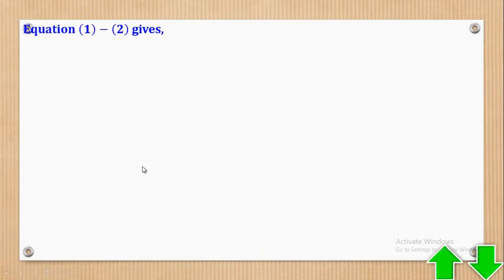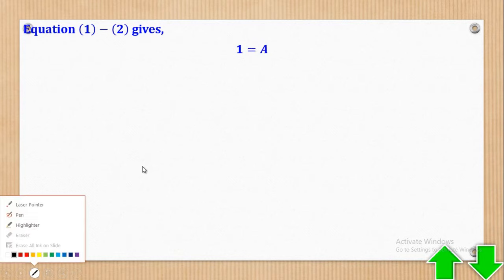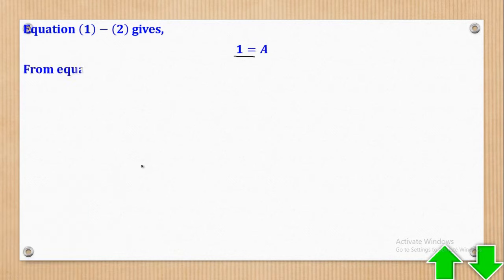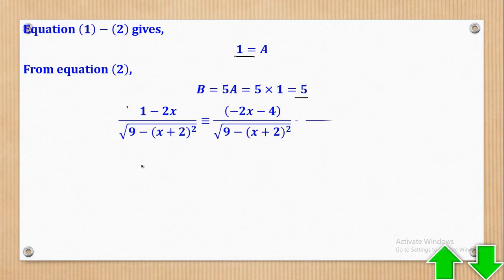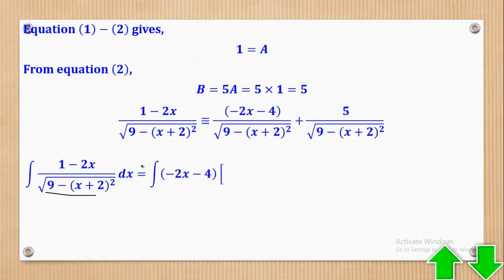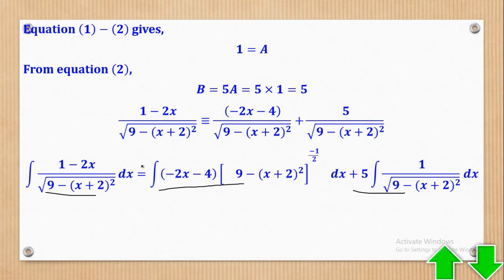So I have two equations, two unknowns. I have to solve them. Subtracting 1 minus 2, I'll come up with a equal to 1. Therefore, from equation 2, I'll be able to get the value of b as 5. That means that this one is equivalent to that. Therefore, this given integral is the same as integrating this and that.